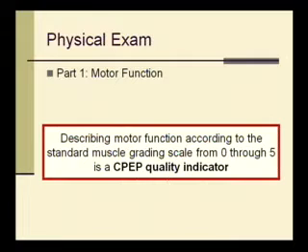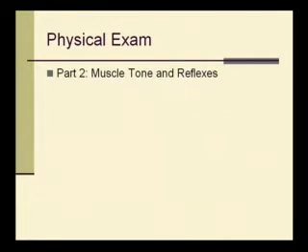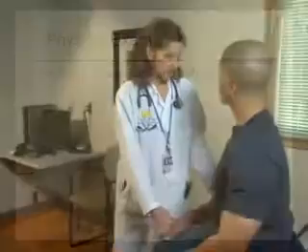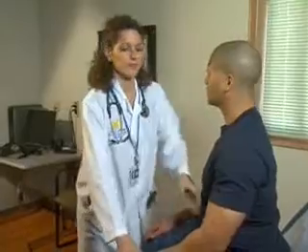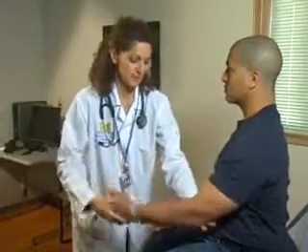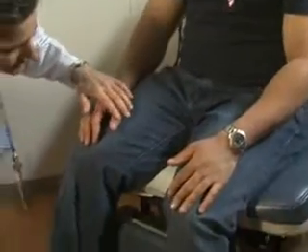Describing motor function according to this standard muscle grading scale from 0 through 5 is a CPEP quality indicator. Part 2, muscle tone and reflexes. Going to move your arm around, just try to relax it. Describe any muscle atrophy or loss or increase of muscle tone. If any muscle atrophy is found, the examiner must measure and report circumference of the affected and unaffected extremities.